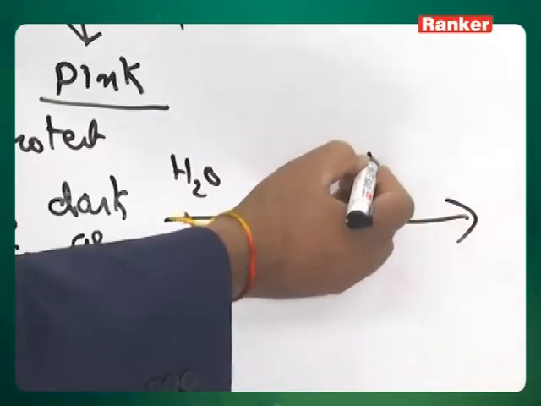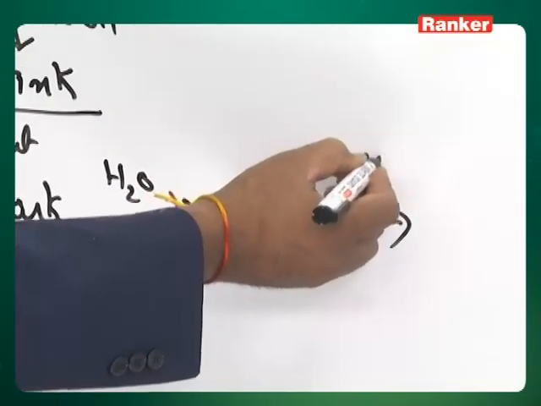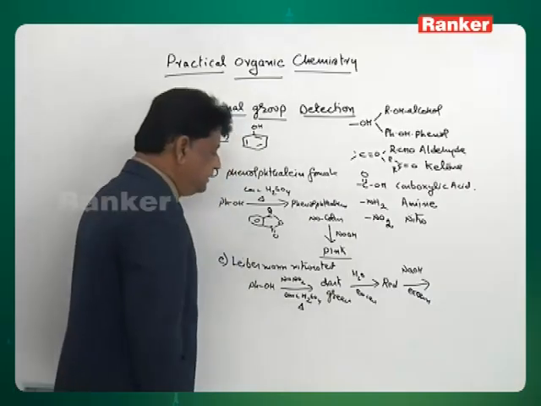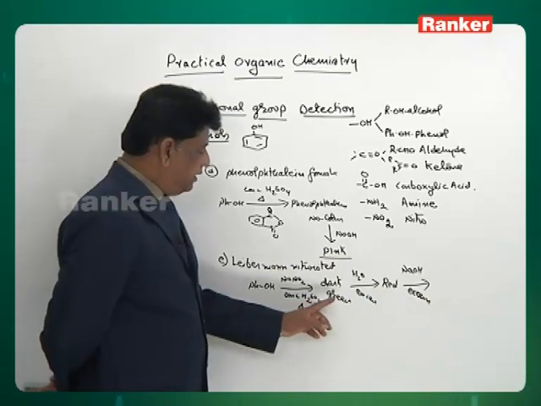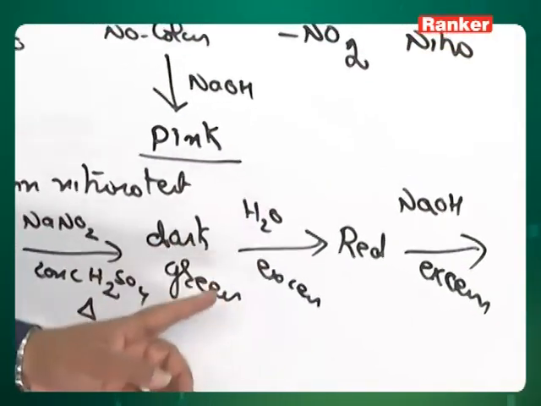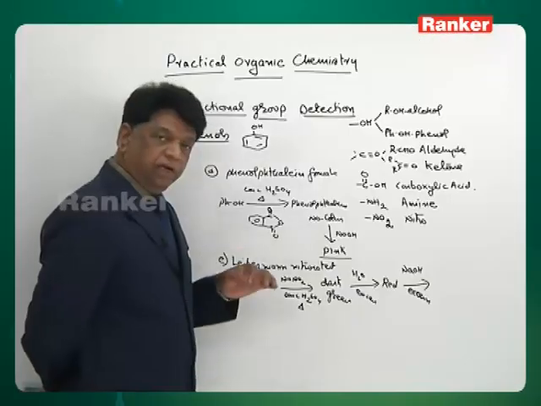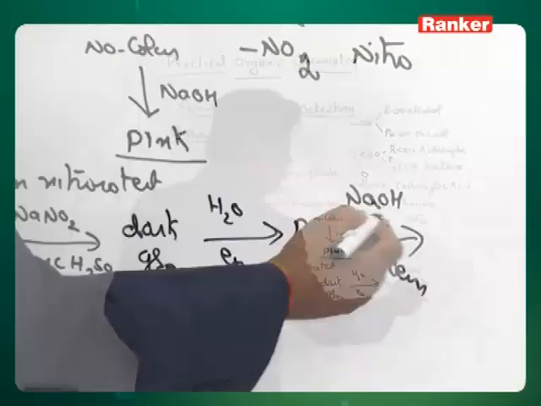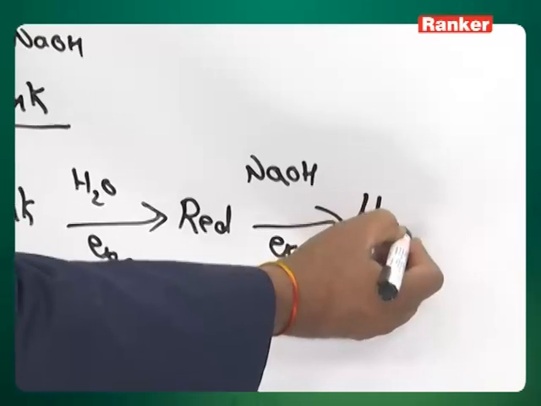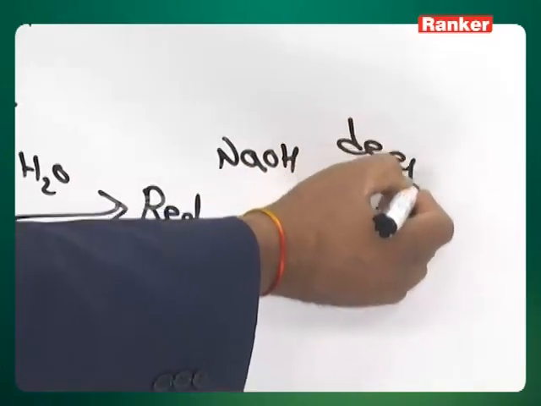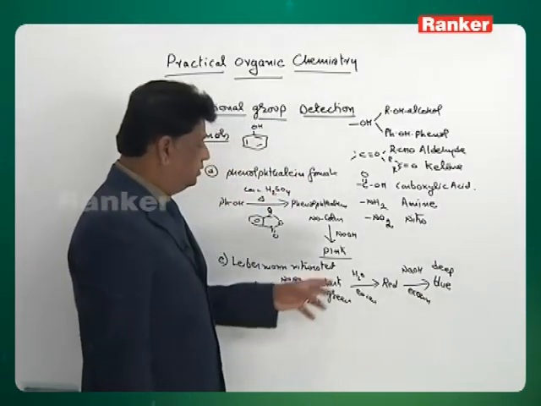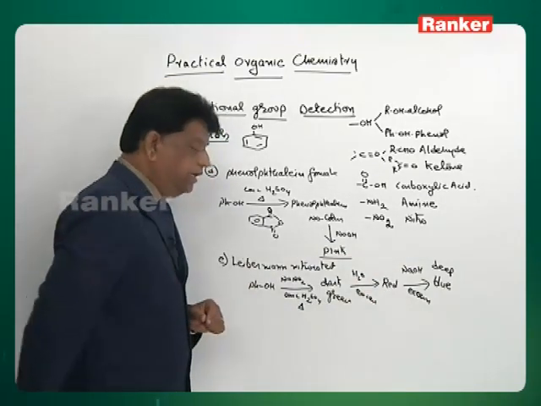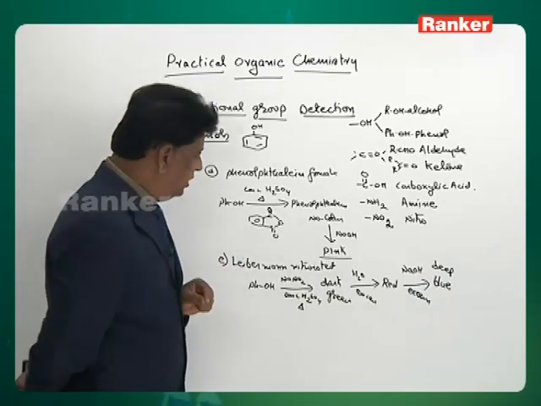Then you add the excess of base NaOH, again excess you have to add. Because it is strong acidic medium, when you add water it will become weak acidic medium, red color, almost neutral medium. When you add base, in the basic medium it becomes a blue coloration. Deep blue is formed. A dark green becomes red and then deep blue. These 3 colorations are because of a compound called indophenol formed.